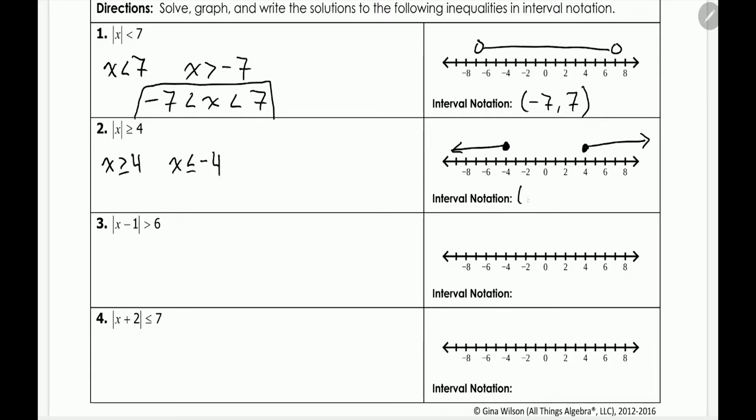Now we have to write our interval notation. So we start from negative infinity. We go to negative 4. It's a closed circle, so we have brackets. We union that, and we jump over to 4. It's a closed circle. So we have bracket 4, comma, infinity, parentheses. And that's our answer for number 2.